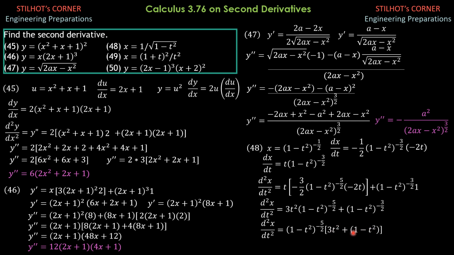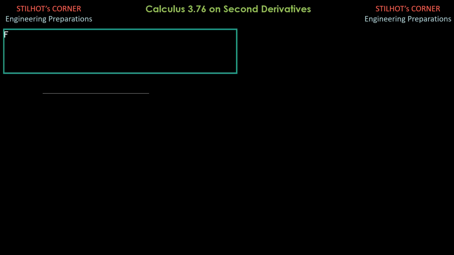If we simplify this, so 1 plus 2t squared, and we bring this down and write this as 1 minus t squared quantity to the positive 5 halves. So the final answer, second derivative of x with respect to t, is 1 plus 2t squared over 1 minus t squared quantity to the positive 5 halves. So let's continue with exercise 49 from Love and Rainville's book.